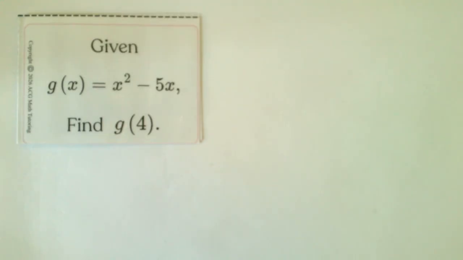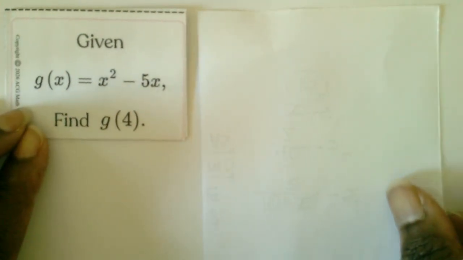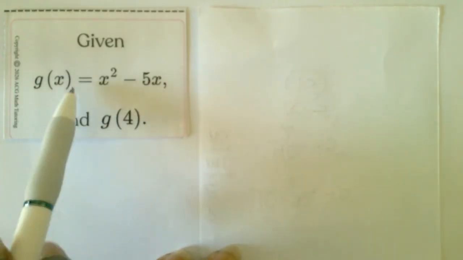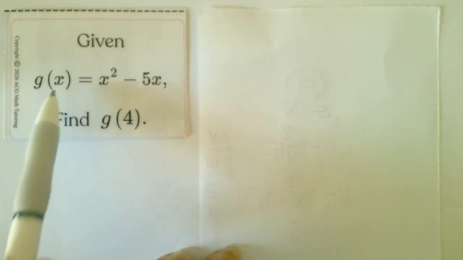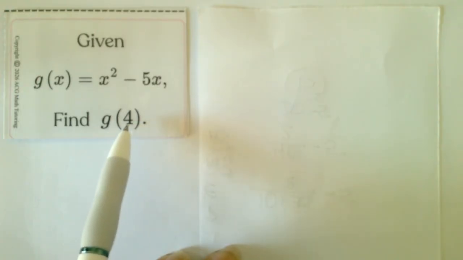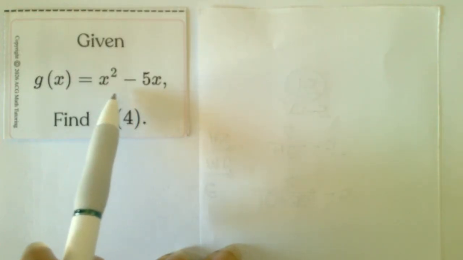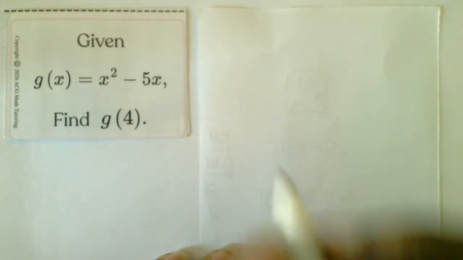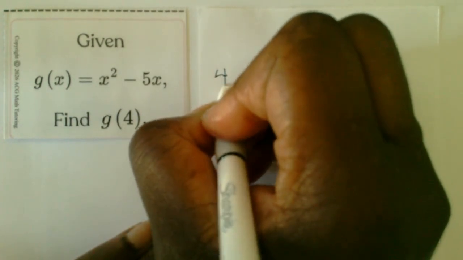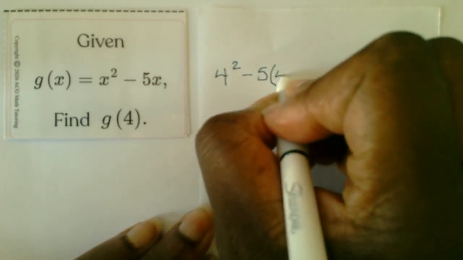Alright, so let's take a look. So when we're doing this, when it comes to function notation, notice that the x and the 4 are in the same spot. Okay, so this is the g of x, this is the g of 4. So that's telling me wherever I see an x in this expression, I am going to substitute it with the 4. So now that means I'm going to have 4 squared minus 5 times 4.